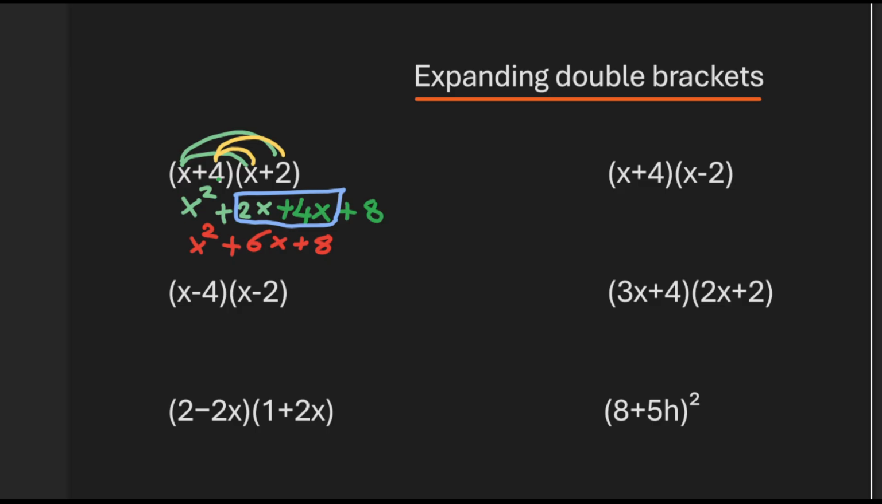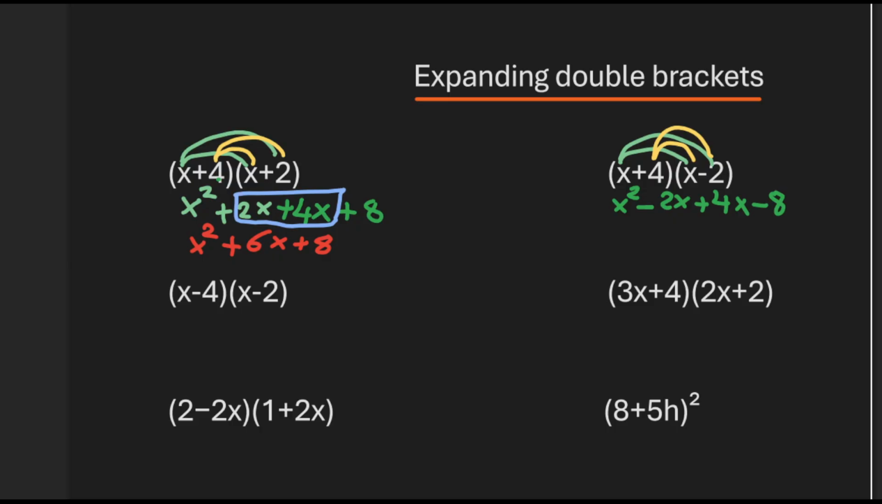Now, let's look at this one on the right side here. x plus 4, x minus 2. Now, we'll start with x times x and x times negative 2. So, x times x is x squared. x times negative 2 is minus 2x. We finished with the x. Now we do the 4. 4 times x and 4 times negative 2. 4 times x is just 4x, and 4 times minus 2 is minus 8.